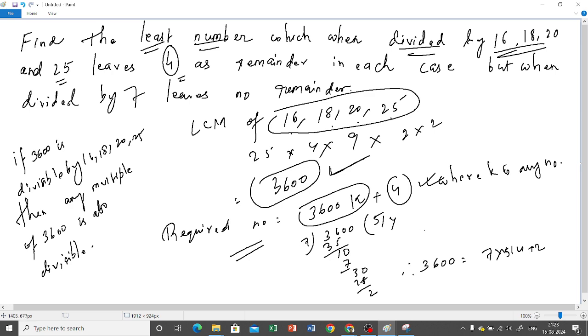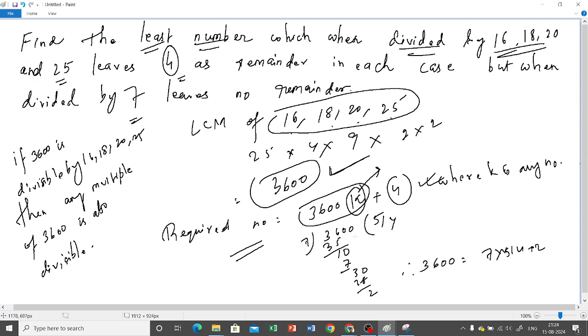In our previous sum, we just added the remainder with this LCM and we got our answer. Why? Because in that case we took this k as the minimum value, which is 1. So 3600 into 1 plus 4, that is 3604. Okay, and that was my required number. But here there is a twist. It is given when divisible by 7. That is the reason I have to take k into account. So 3600k plus 4, where k is any integer.